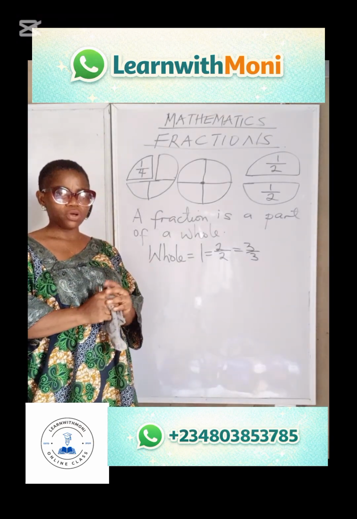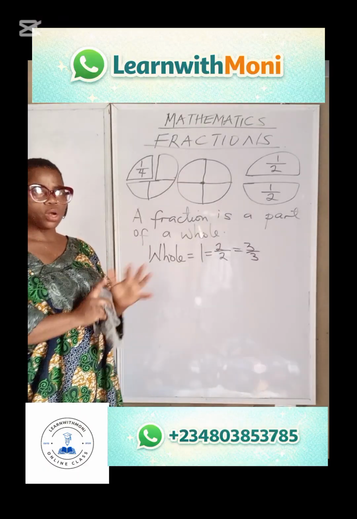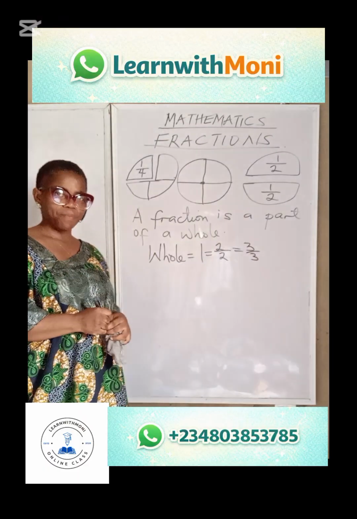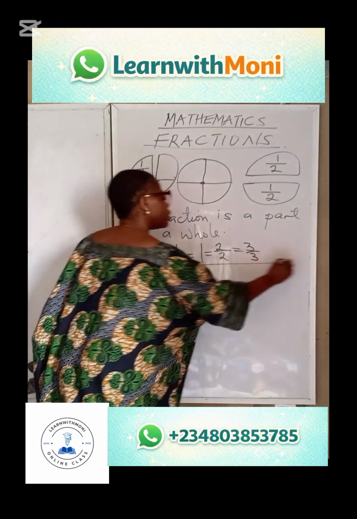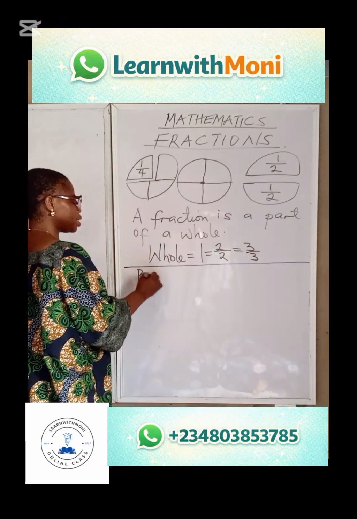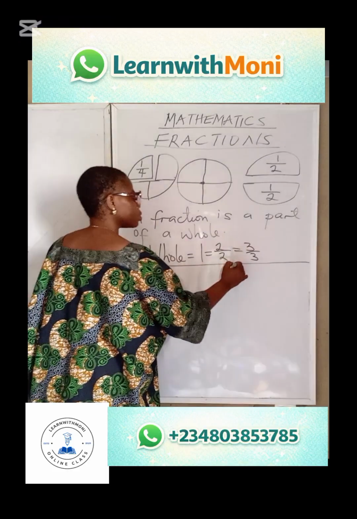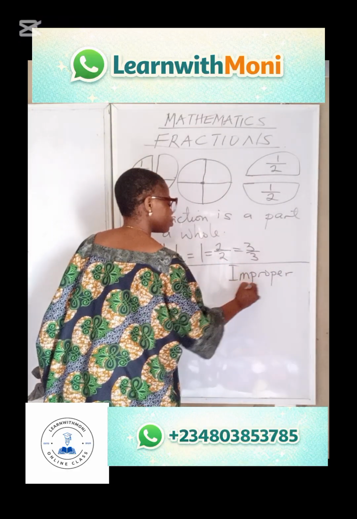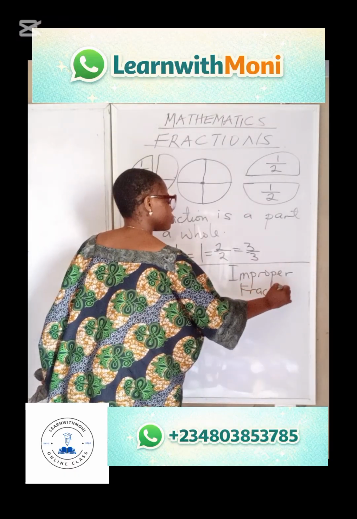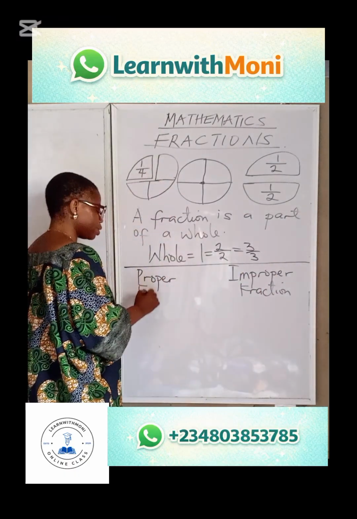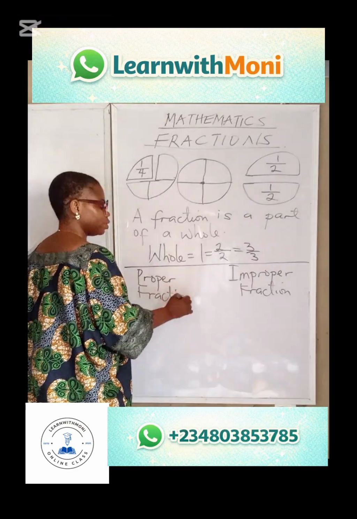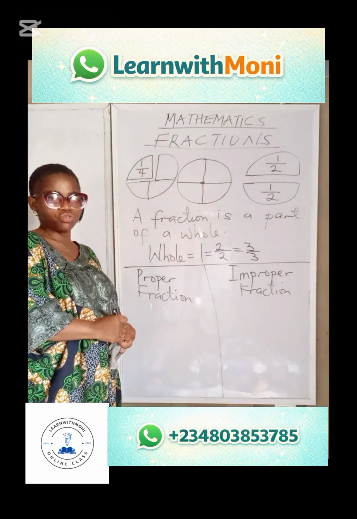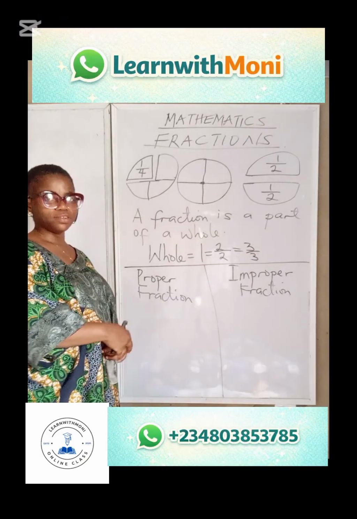There are different types of fraction. We have what we call a proper fraction, and the other one is the improper fraction. Let me quickly explain that. Proper fraction and improper fraction. When we say proper, it means something is right. When you say something is proper, it means it is right. It is according to how nature expects it to be.